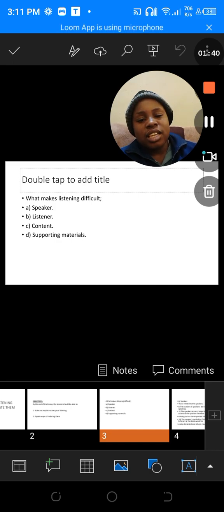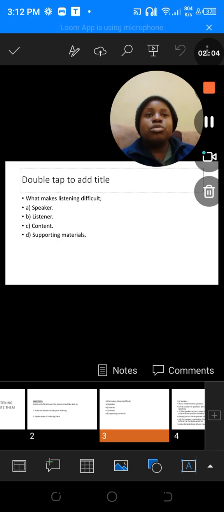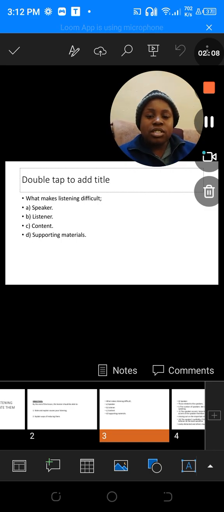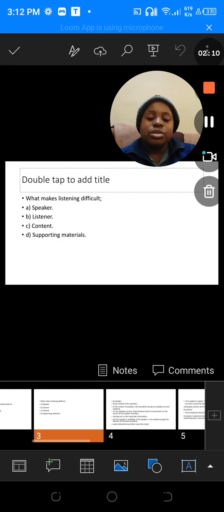Another one is the listener. This is whereby if the listener is not able to avoid distractions, the listener will not be able to listen. The other thing is the content. Whatever is being communicated, if it's not using simple language that can be understood by everyone, it will make listening very difficult. And even the supporting materials.